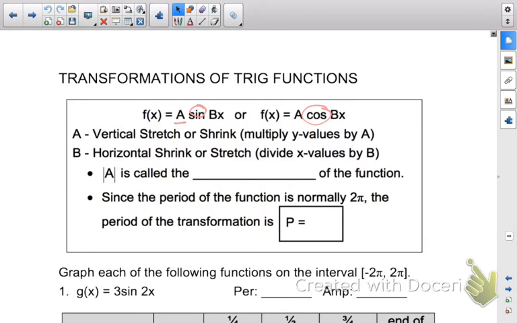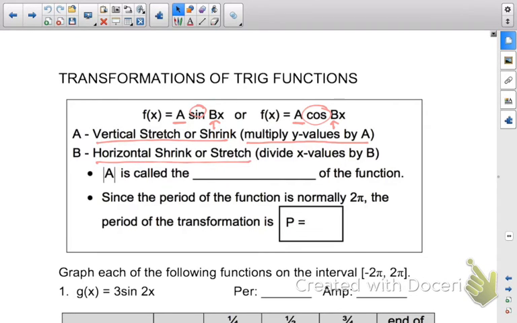If you have an a value out front of either sine or cosine, that is your vertical stretch or shrink. What we're going to do with that is we're going to multiply all of your y values by a, whatever that happens to be. If you have a b value after the sine or after the cosine, but in front of your x or theta, whatever it happens to be, that is a horizontal stretch or shrink.